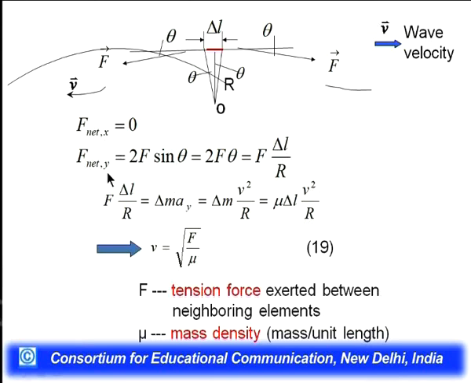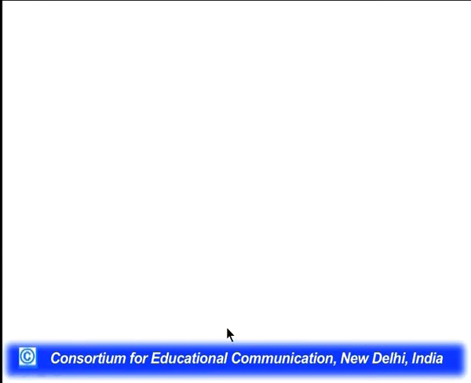From here we can calculate that the wave velocity depends upon the force as well as the mass density, where F is the tension force exerted between the neighboring elements, and μ is the mass density, which is the mass per unit length. This defines the wave velocity. So it depends upon the tension force exerted between the neighboring elements and the mass density of the string.